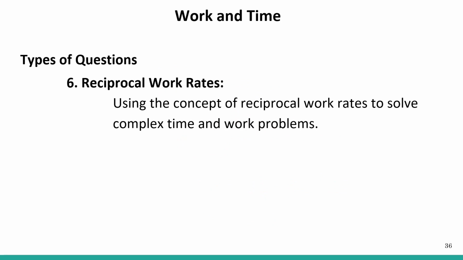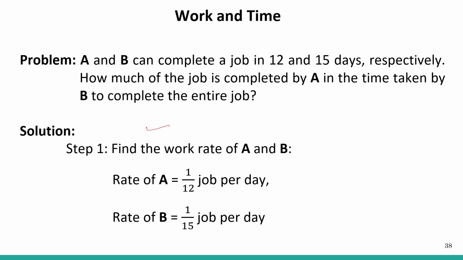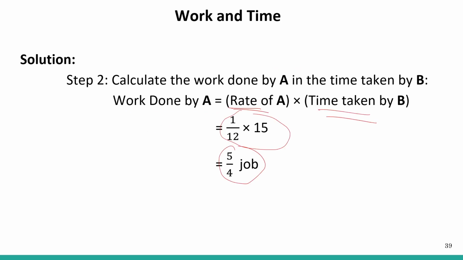So let's see what reciprocal work rates are. Okay, let's see an example. A and B can complete a job in 12 and 15 days respectively. How much of the job is completed by A in the entire time taken by B to complete the entire job? So find the work rate of A and B. It is 1 by 12 and 1 by 15 respectively. So calculating the work done by A in the meanwhile: work done by A is equal to the rate of A into the time taken by B, that is 1 by 12 into 15, which is equal to 5 by 4.